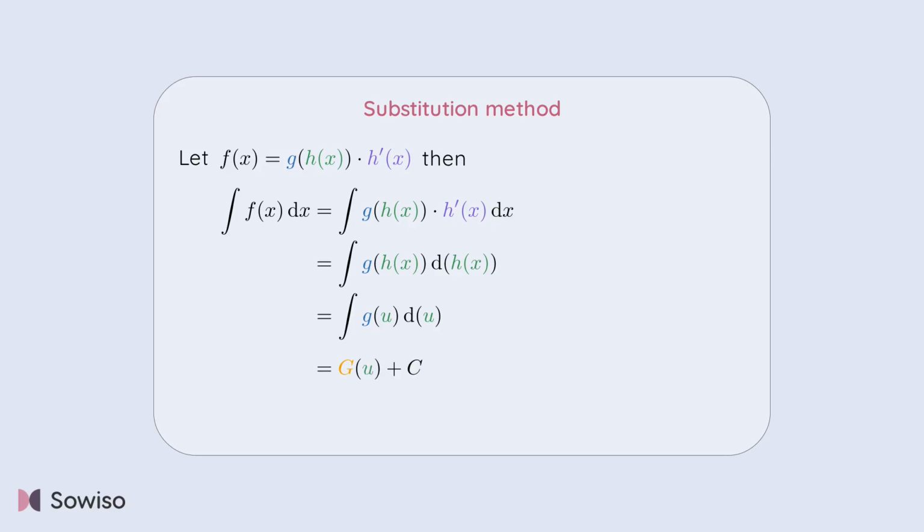Now we can just calculate the antiderivative of g of u. Finally, to find the antiderivative of f of x, we substitute back u as h of x. We call this the substitution method. Notice that we can only use this method if we know the antiderivative of g of x. Let's look at an example to make it less abstract.